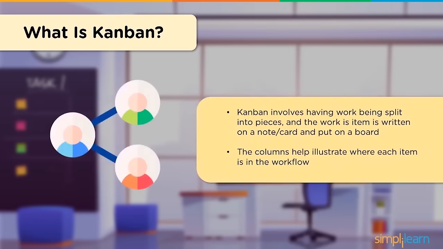So on the Kanban board, work is divided into smaller, more manageable pieces. The work that needs to be done is written on a note or card and placed on a board. Columns on the board help represent where each item is, with respect to the workflow. Now let's have a look at what these are in detail. Let's find out how Kanban works.